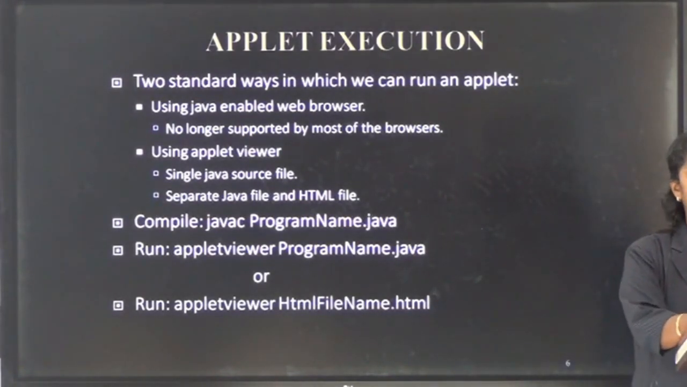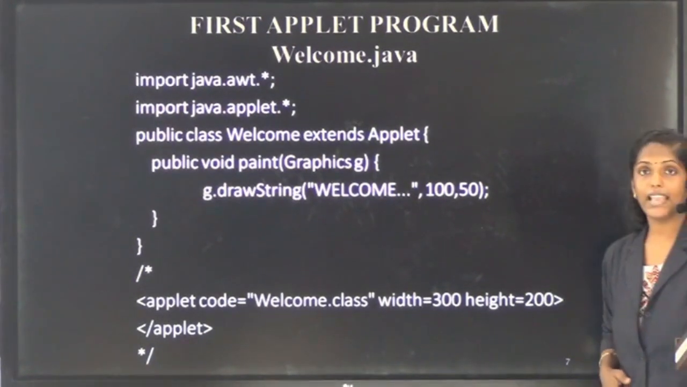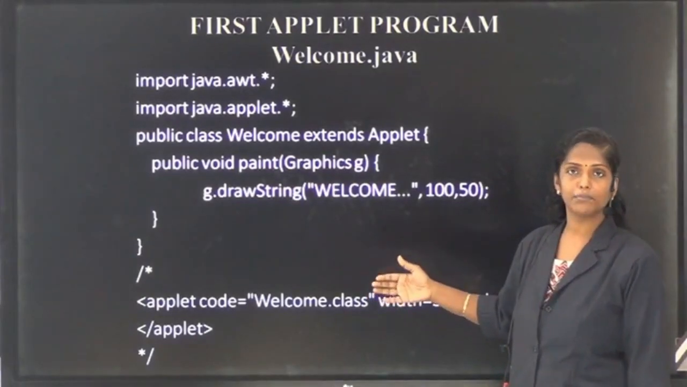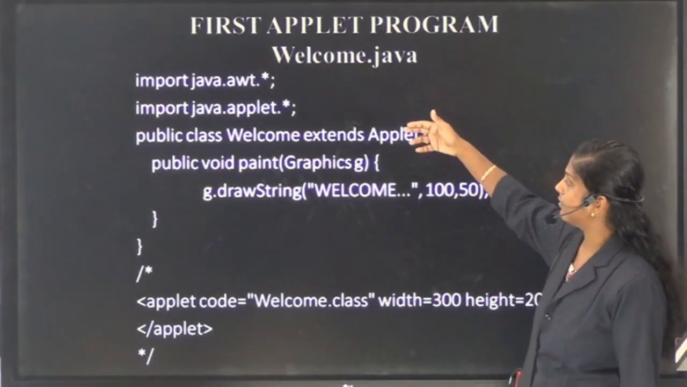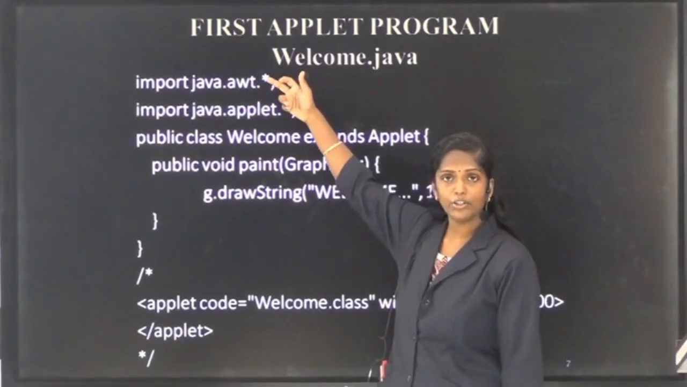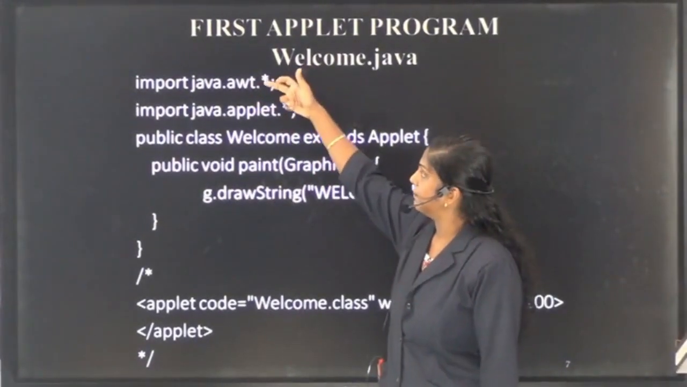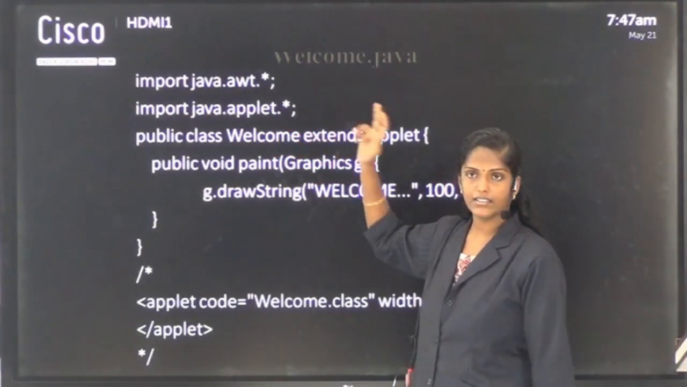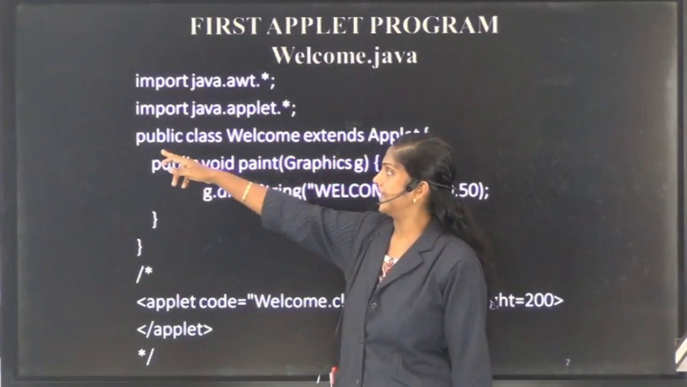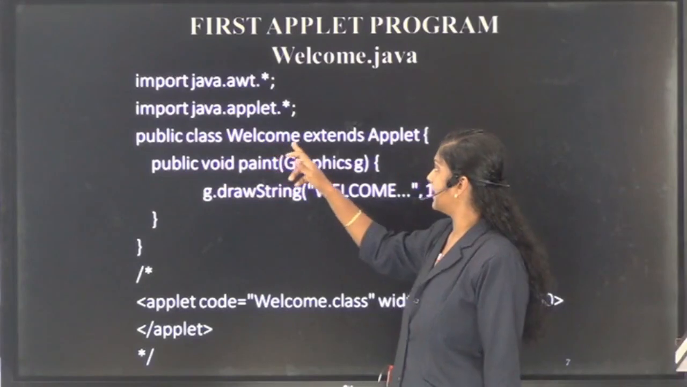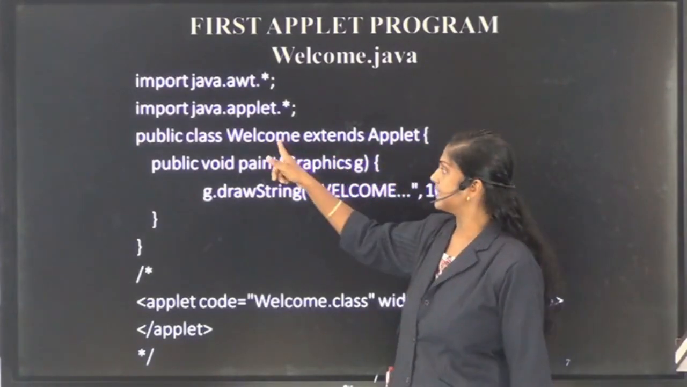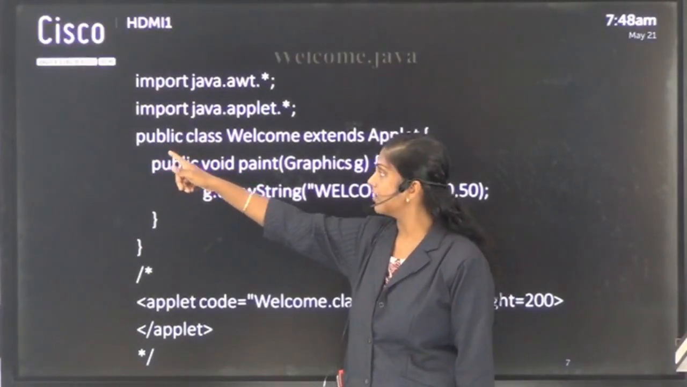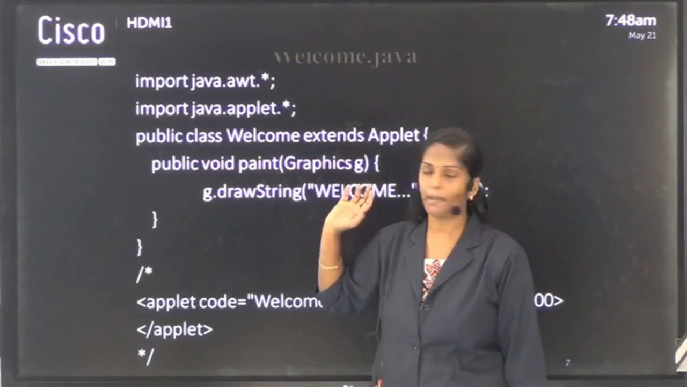So this is the way we compile and run our applet program. Next, we will see our first applet program example. We have named this program welcome.java. As we have already discussed, we need to import 2 main packages: import java.awt.*; and import java.applet.*;. Next, our class signature: public class welcome extends Applet. This is the name of my class. I have declared it as public because it will be accessed outside this package.